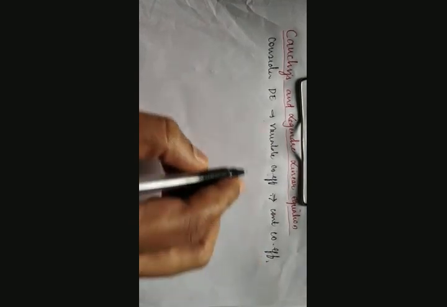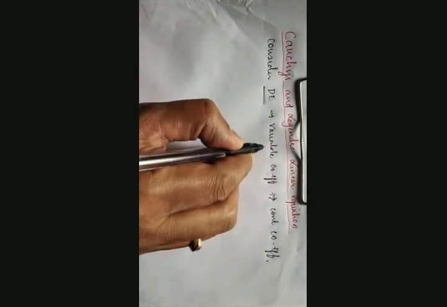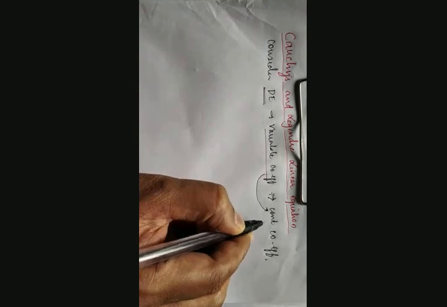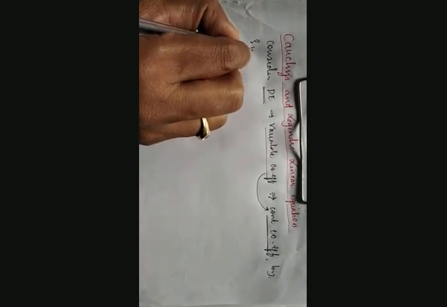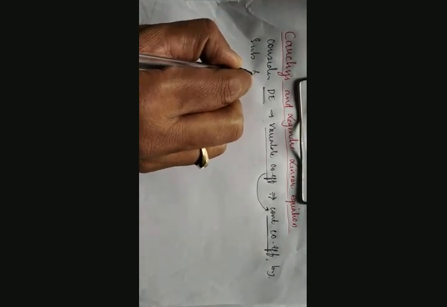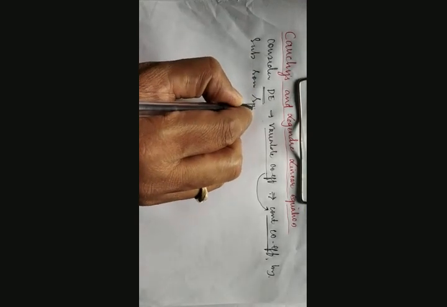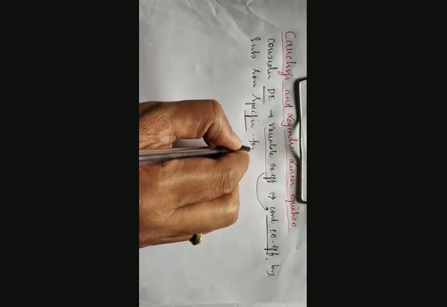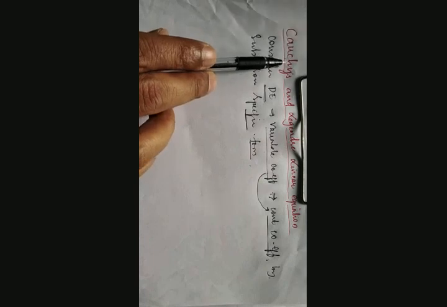Constant coefficients means what we are doing? We are taking the differential equation of a variable coefficient that will be converted into a differential equation with constant coefficients by substituting some specific substitutions. Some specific forms we are going to take, and we are going to discuss two things. One is Cauchy's linear equation, second is Legendre's linear equation.